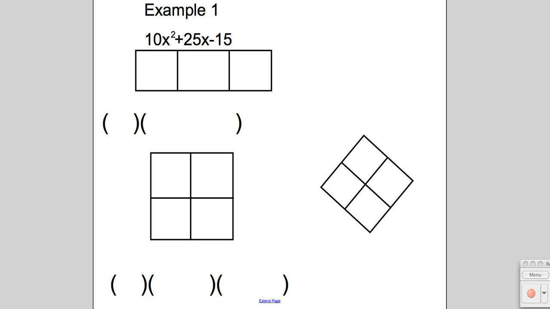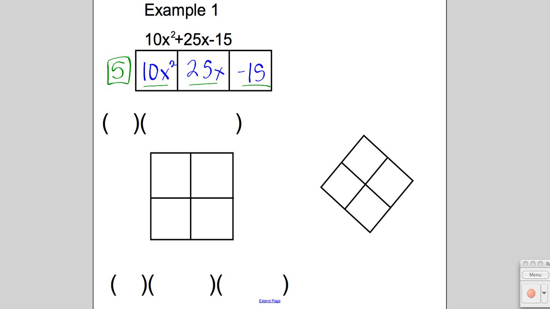The first extra step you're going to have to take when you're factoring completely is to look at all three terms: the 10x squared, 25x, and the 15. We ask ourselves, what's the largest number or expression that goes into all three of these terms? What number goes into 10? What number goes into 25? And it goes into negative 15. Well, the number in this case is 5. All three of those can be divided by 5.